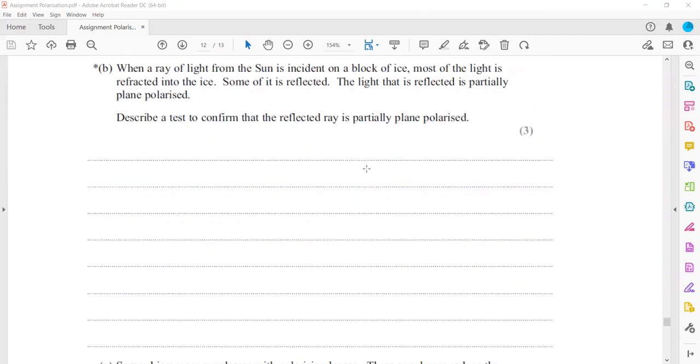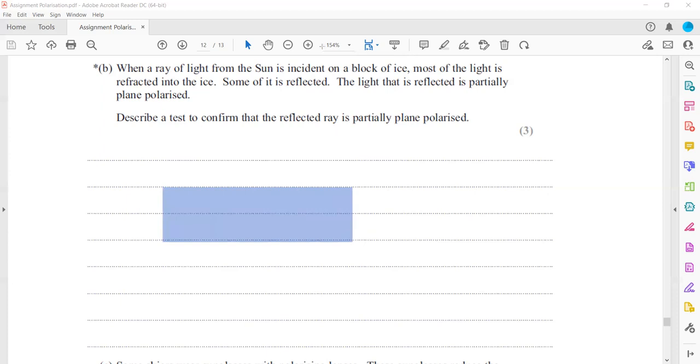Then, when a ray of light from the sun is incident on a block of ice, most of the light is refracted into the ice and some of the light is reflected. The light which is reflected is partially polarized. Describe a test to confirm that the reflected ray is partially plane polarized. Like a similar question, for example, we have an ice cube or a slab.